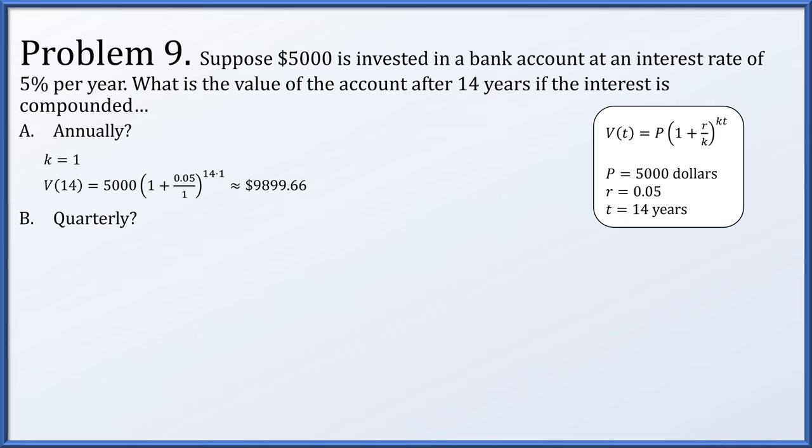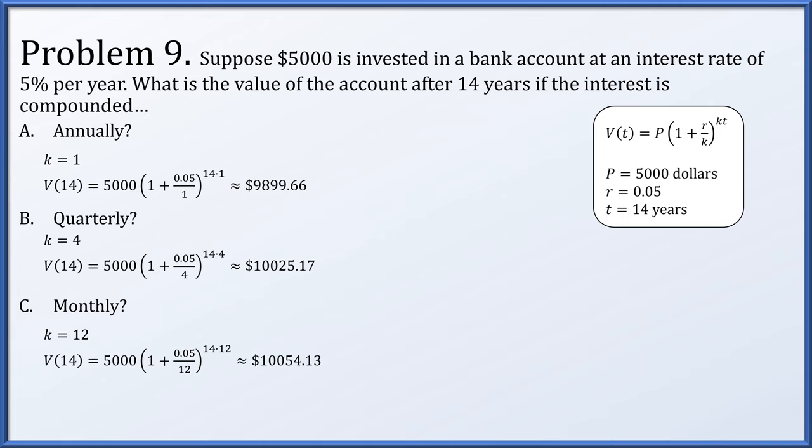Well, what if we compound the interest quarterly? So we get 1/4 as much interest, but we get it 4 times as often. So we set k equal to 4. Plug and chug our way to $10,025.17. If we were to get our interest 12 times as often, but get 1/12th as much interest, we'd set k equal to 12, plug and chug our way to $10,054.13.